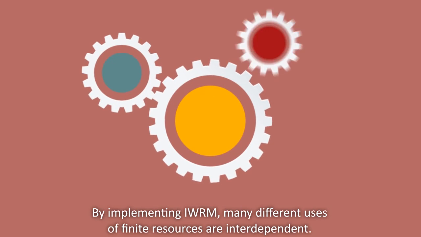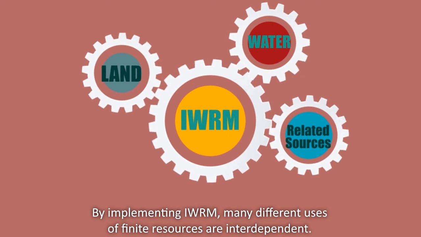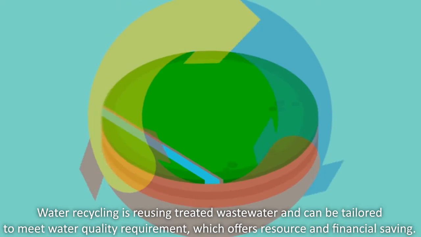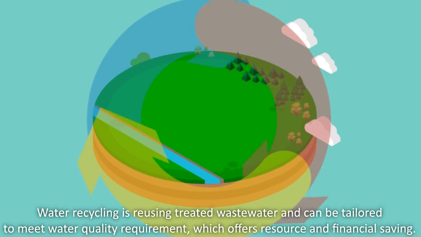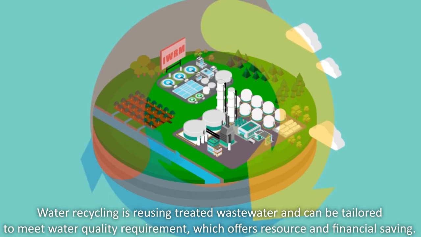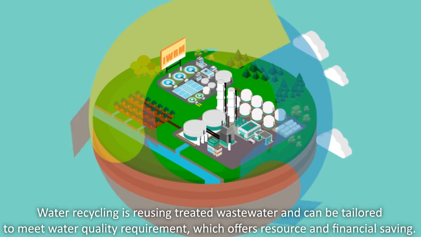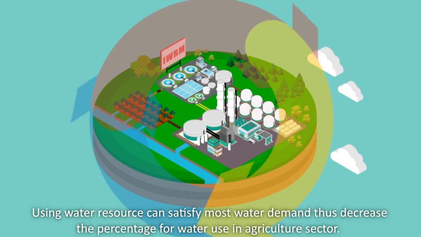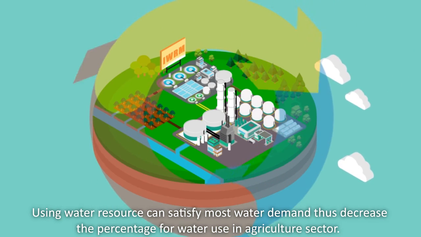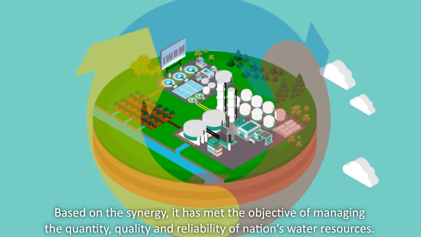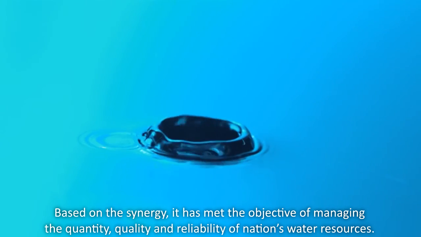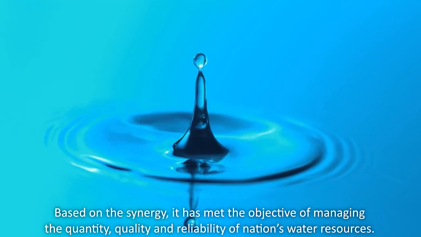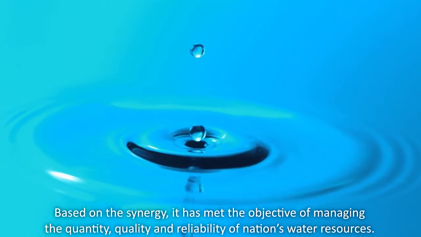By implementing IWRM, many different uses of finite resources are interdependent. Water recycling is reusing treated wastewater and can be tailored to meet water quality requirement, which offers resource and financial saving. Using recycled water can satisfy most water demand, thus decrease the percentage for water use in agriculture sector. Based on its synergy, it has met the objective of managing the quantity, quality, and reliability of nation's water resources.